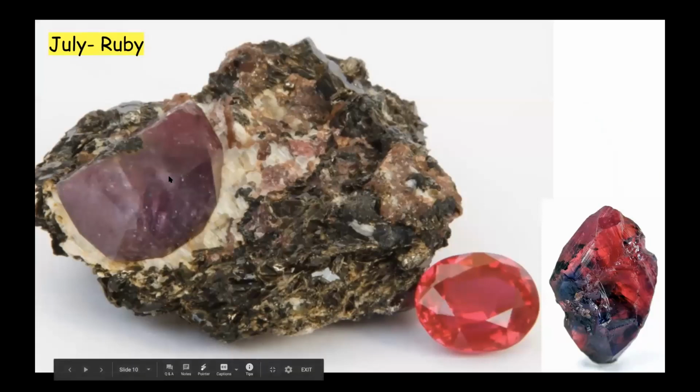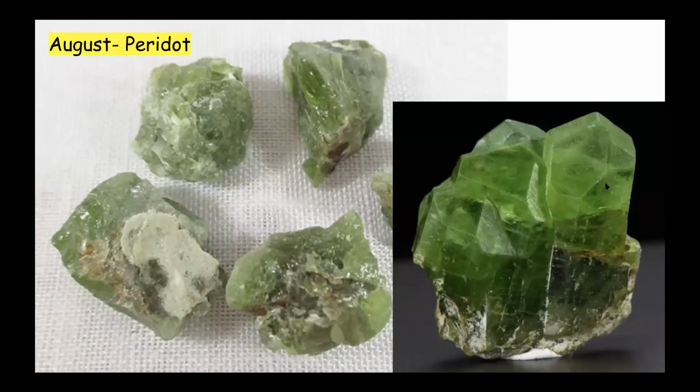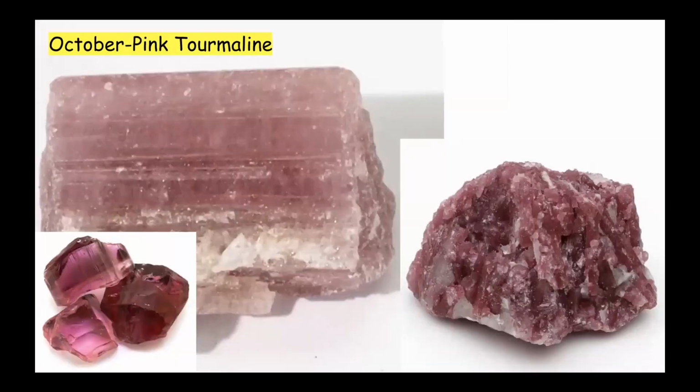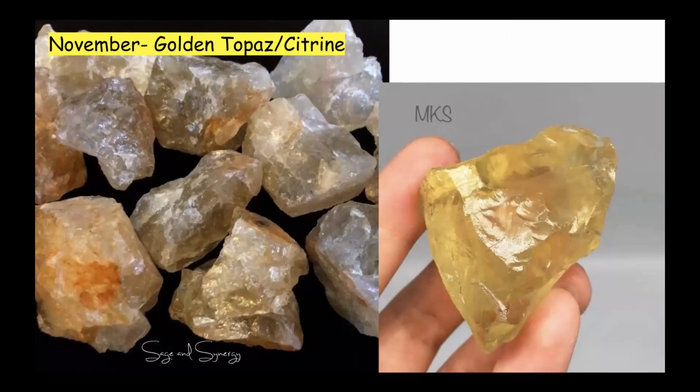And again, you can see what a raw ruby gemstone looks like before it's clean and polished. And then in August, if you were born in August, your birthstone is peridot, and it's that light green color. If you were born in September, your birthstone is sapphire, and it's that beautiful blue color. I love that color. If you were born in October, your birthstone is pink tourmaline, and you can see those pink crystals. If you were born in November, your birthstone is golden topaz, also known as citrine.